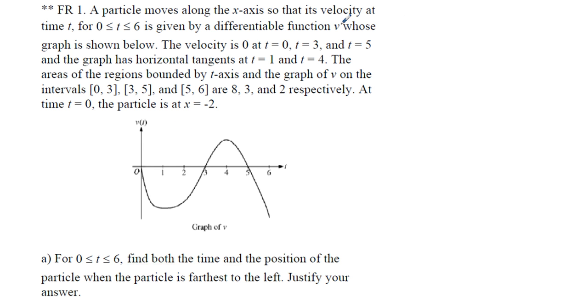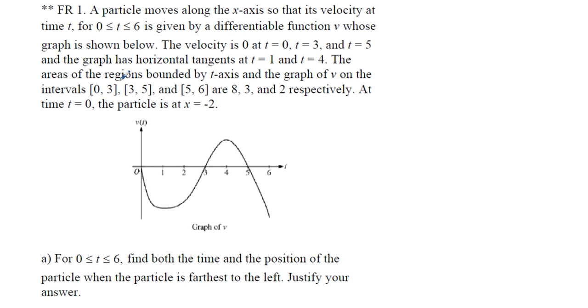A particle moves along the x-axis so its velocity at time t, for t between 0 and 6 seconds, is given by a differentiable function v. It doesn't say seconds anywhere, but we're just going to assume seconds. The velocity is 0 at t equals 0, t equals 3, and t equals 5. And the graph has horizontal tangents at t equals 1 and t equals 4.